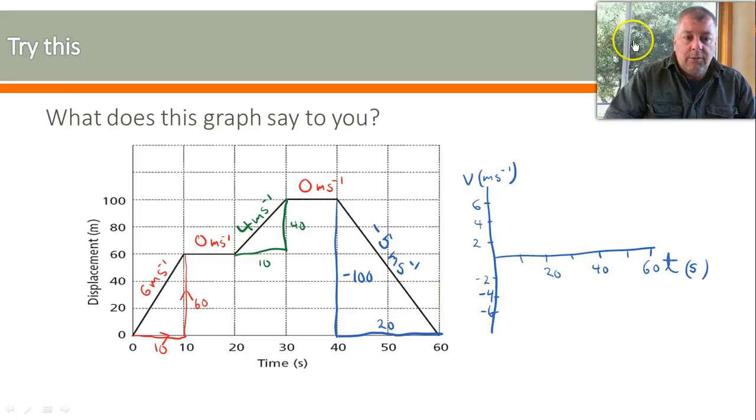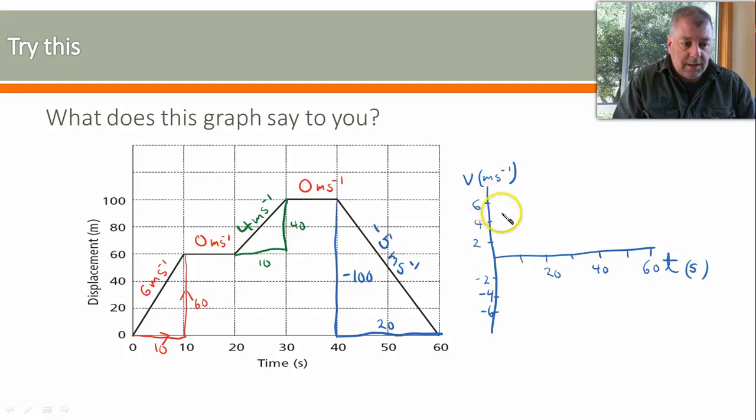Now what does it look like when we plot it? Let's have a go. Let's do this color, and at time 0 it will be moving at 6 meters per second for 10 seconds. So we'll put that point there, and that's what is happening there. It's then stationary for a period of time, stationary for another 10 seconds. It then has a velocity of 4 meters per second, so we've got to go up to 4 meters per second.